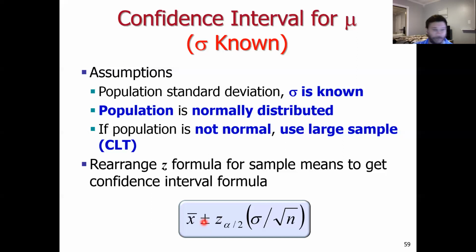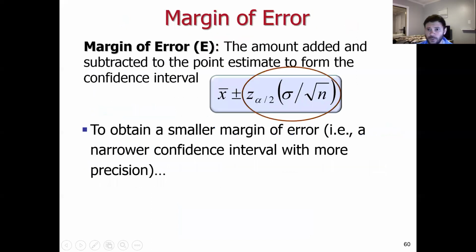And that term is what we refer to specifically as the margin of error associated with our interval estimate. And this is the amount we're going to add and subtract from the point estimate to generate those upper and lower bounds on our confidence interval.